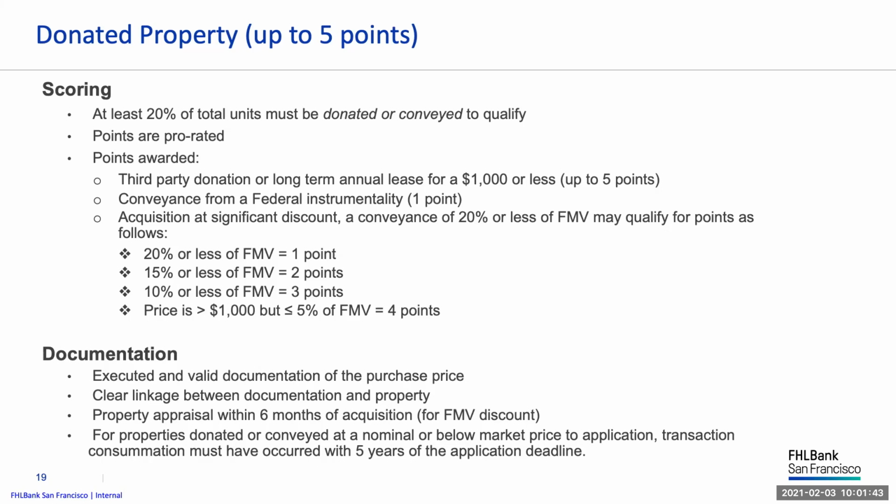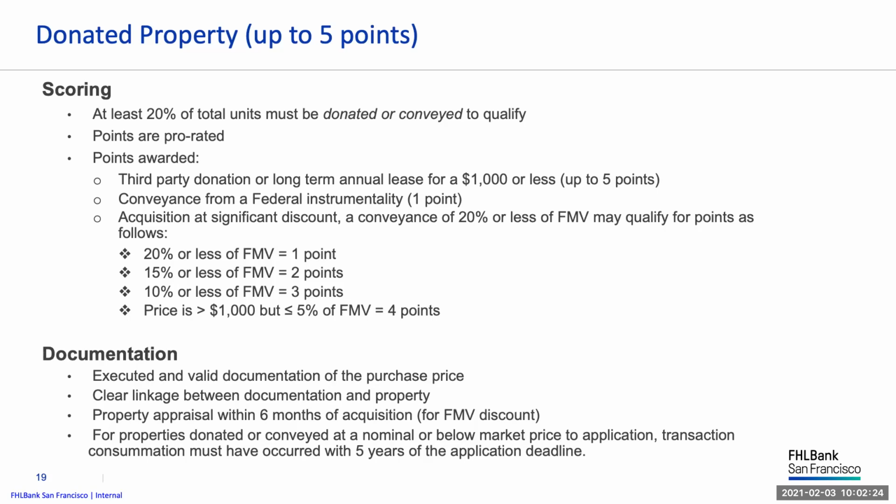If the site is acquired or to be acquired from an unrelated third party for $1,000 or less, or a long-term land lease is executed for $1,000 or less in annual rent, then the application is eligible for up to 5 points. If this scenario is relevant to your project, complete the first section titled donation of property. Next is acquisition of property from a federal agency. If land is conveyed from a federal agency at a price greater than $1,000, then 1 point will be awarded. If this is the case for your project, complete the middle section.